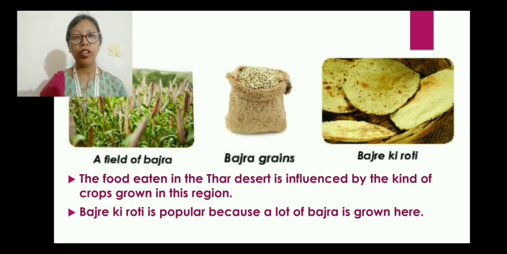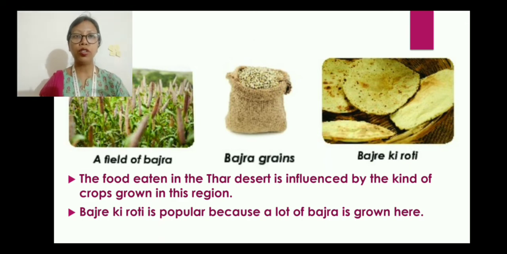You can find more if you search it in Google. Then what kind of food do they eat? Now we have already come to know that they cultivate crops which need less water, like jowar and bajra. Here you can see these pictures are already in your book, a field of bajra grains and bajre ki roti. The food eaten in the Thar desert is influenced by the kind of crops grown in this region. Bajre ki roti is popular because a lot of bajra is grown here.